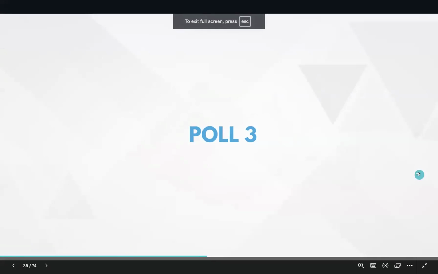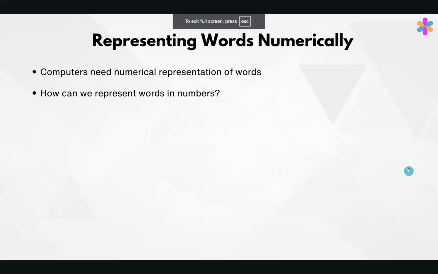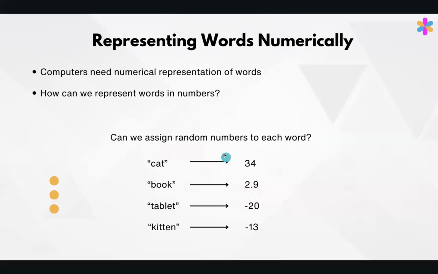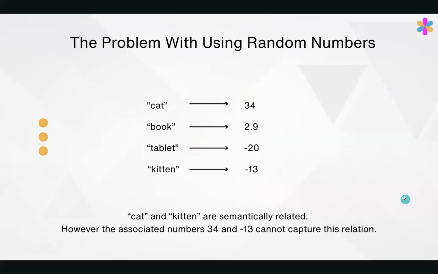Okay, so let's come to vector embedding, right? The main issue is that we have words, but computers cannot just understand words. We need a numerical representation of words. So the question is, how can we represent words in numbers? You might think, okay, just take all the words which come in the English language and assign random numbers to each word. So cat becomes 34, book becomes 2.9, tablet becomes -20, kitten becomes -13, etc.